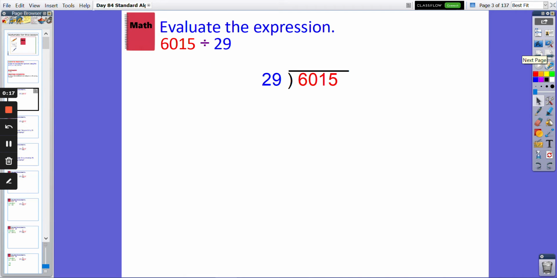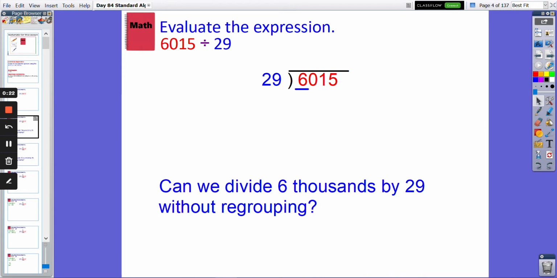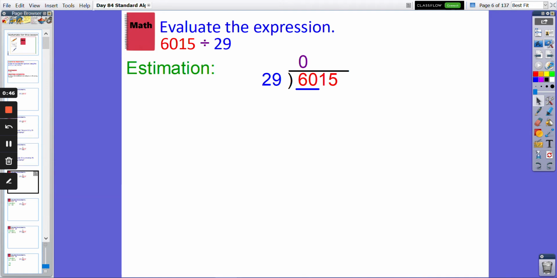Let's start with the first one in your math notebook, 6,015 divided by 29. So can we divide 6,000s by 29 without regrouping? No, 29 can't go into 6, so we're going to move over to the next digit. Can we divide 60 hundreds by 29 without regrouping? Yeah, so let's use estimation. 29 can go into 60, so let's look at these two numbers, 29 and 60, and let's use estimation.